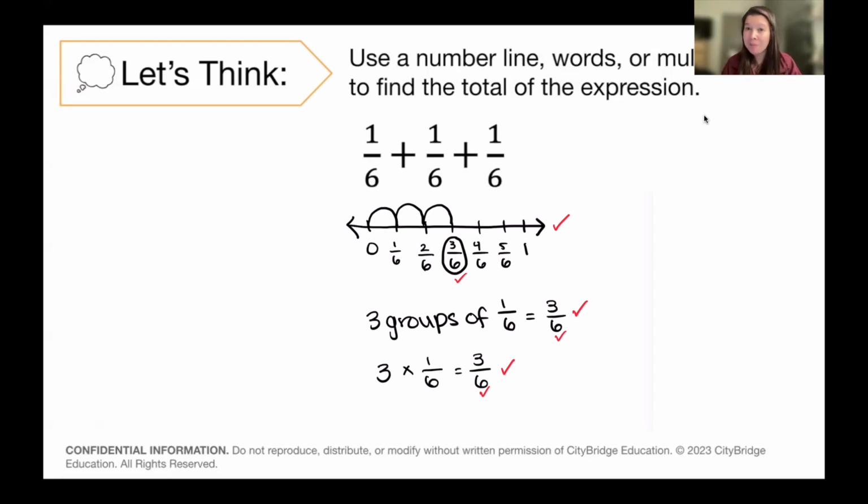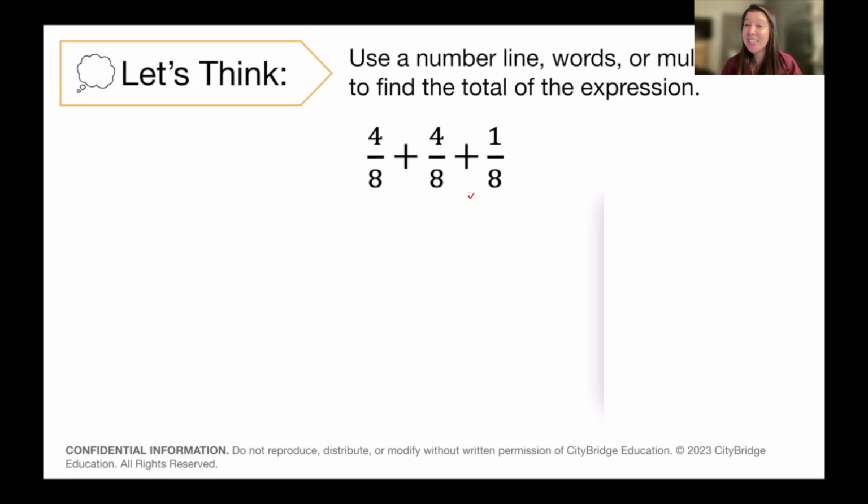Let's try one more example that's just a little bit different. Are you all ready? All right, here we go. This again says use a number line, words, or multiplication to find the total of the expression. But this one looks a little bit different. Turn and talk to your partner. What do you notice about this problem that's the same as the last problem? And what do you notice that's a little bit different?